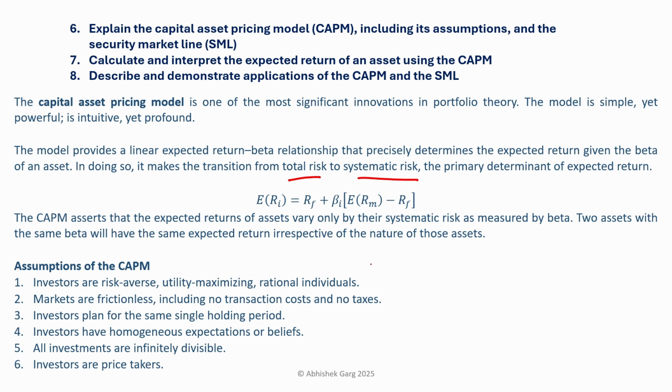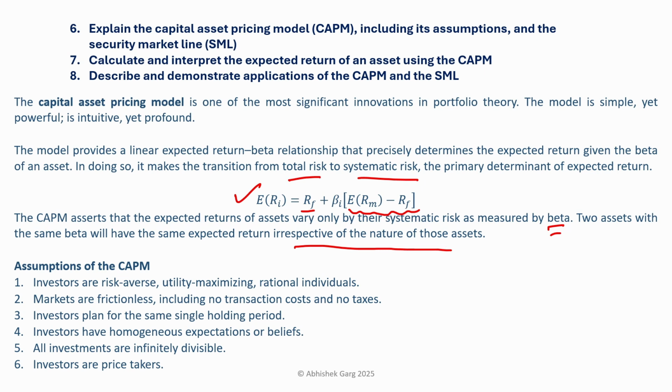Because, as we said earlier, the expected return is dependent upon the systematic risk, and the non-systematic risk is not rewarded. So the expected return on asset i is equal to the risk-free rate plus beta times the excess return of the market. The CAPM asserts that the expected returns of assets vary only by their systematic risk as measured by beta. Two assets with the same beta will have the same expected return irrespective of the nature of those assets. So that's what CAPM implies.